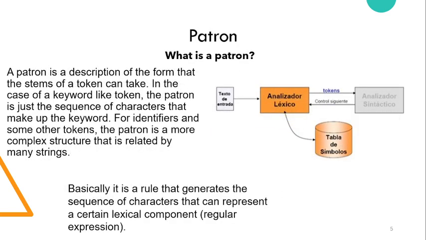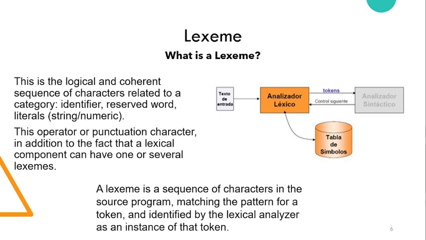What's a pattern? A pattern is a description of the form that the lexemes of a token can take. In the case of a keyword as a token, the pattern is the sequence of characters that make up the keyword. For identifiers and some other tokens, the pattern is a more complex structure that is matched by many strings. Basically, it's the rule that generates the sequence of characters that can represent a certain lexical component. Basically, a regular expression.